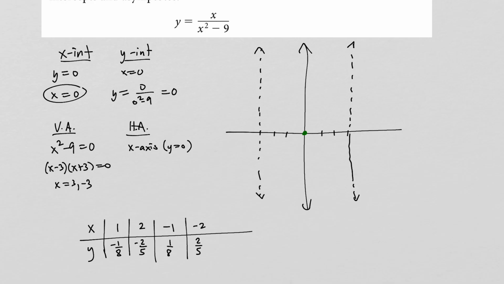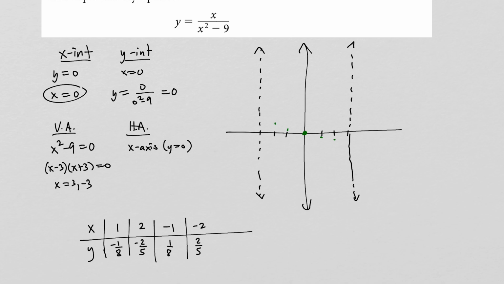Now, you could also plug in some numbers getting a little bit closer to 3. So if you really wanted a good idea here, you could plug in 2.5 or 2.9, also negative 2.5, negative 2.9. But from these here, I think I can get a reasonable idea of what's happening. So at 1, we're at negative 1/8. At 2, we're at negative 2/5. At negative 1, we're at positive 1/8. And at negative 2, we're at positive 2/5.